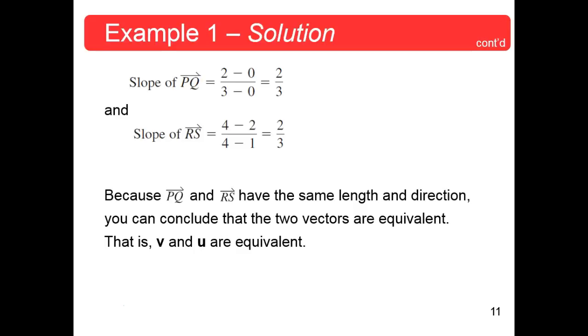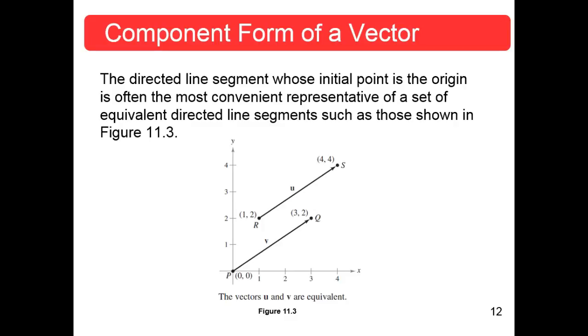Therefore, vector V and vector U are equivalent. Later, we will actually say they're equal. Right now, we just say equivalent. The directed line segment whose initial point is the origin is often the most convenient representative of a set of equivalent directed line segments like this. So vector V is the way we usually want to represent all those vectors, even R. We just translate it down. There are other times we want it off the origin, and you just translate it wherever you need to go.